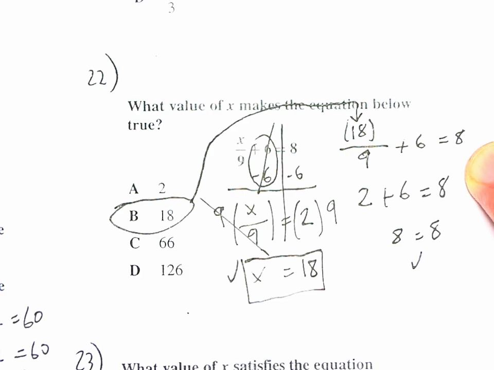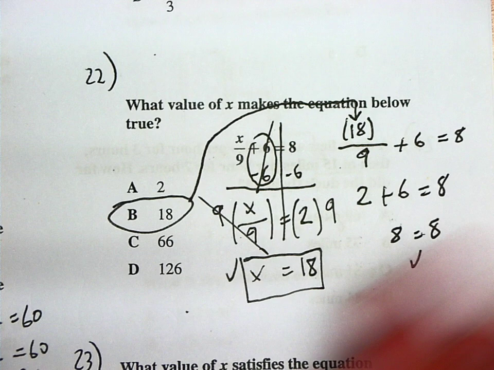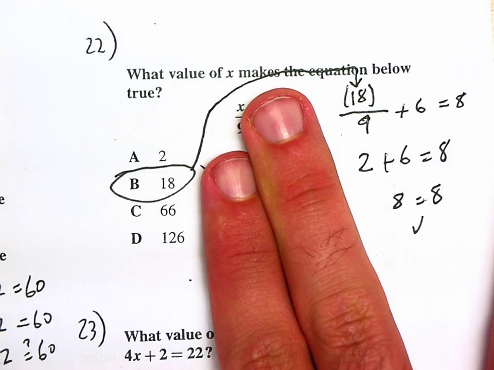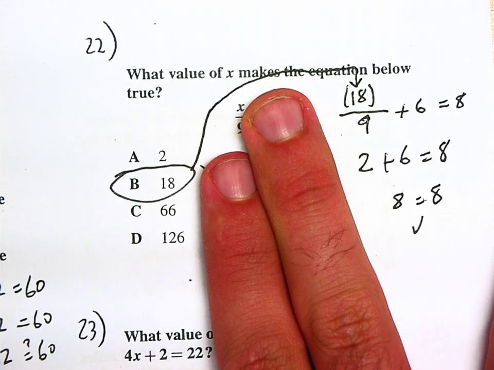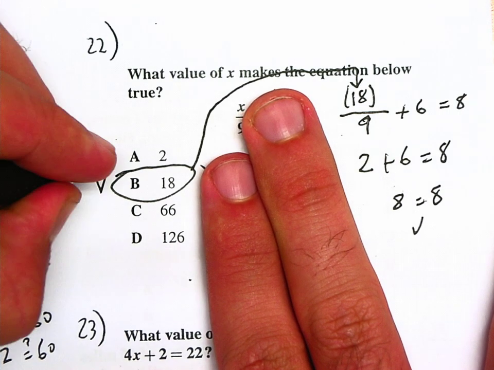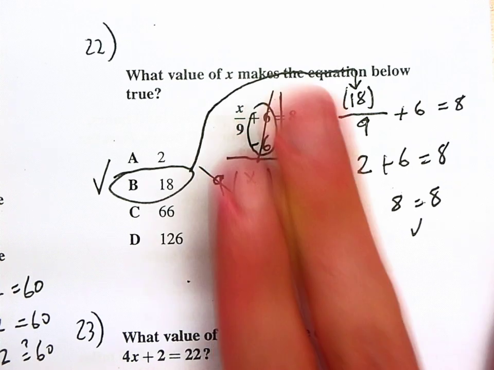And so if I just wanted to check my answer using substitution, I wouldn't have even needed to solve it. I could have just completed it that way too. But in either case, you see that the answer is B.